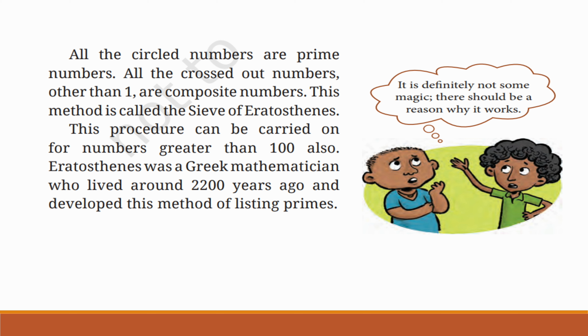All the circled numbers are prime numbers. All the crossed out numbers other than 1 are composite numbers. This method is called the sieve of Eratosthenes. 1 is neither prime nor composite. This procedure can be carried on for numbers greater than 100 also. Eratosthenes was a Greek mathematician who lived around 2200 years ago and developed this method of listing primes.